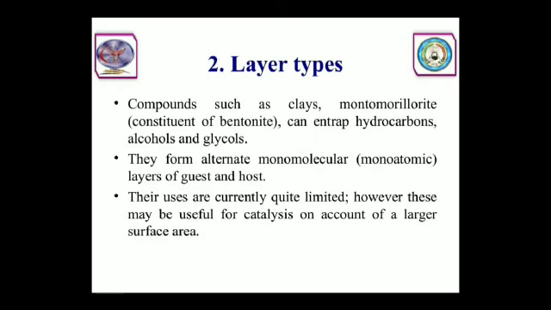The second type of inclusion complexes is the layer type. Clays, such as montmorillonite, can entrap hydrocarbons, alcohols, and glycols. These molecules form alternate monomolecular layers of guest and host molecules. This type of complex is not used regularly. They are most commonly used for catalysis because of their larger surface area.